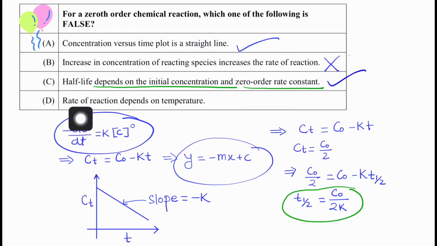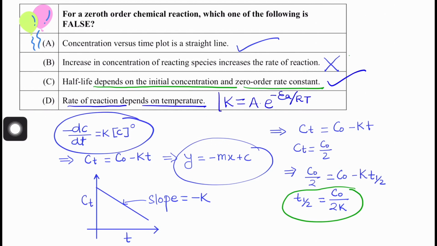And the last one: rate of reaction depends on temperature. We know from the Arrhenius equation, K equal to A into e to the power minus EA by RT, where K is the rate constant, A is the pre-exponential factor, EA is the activation energy, R is the universal gas constant, and T is the temperature in Kelvin. So the rate constant increases when we increase temperature, and that's the reason the rate will also increase.